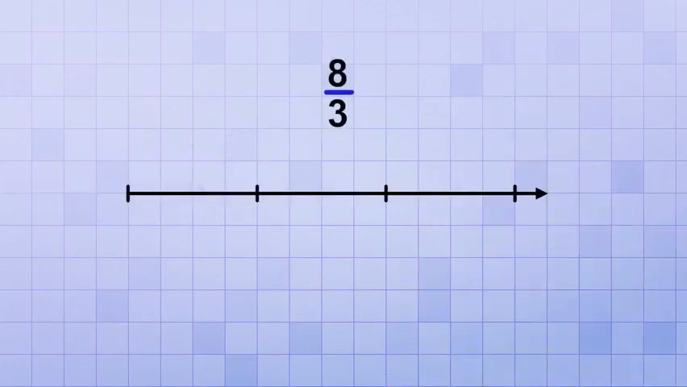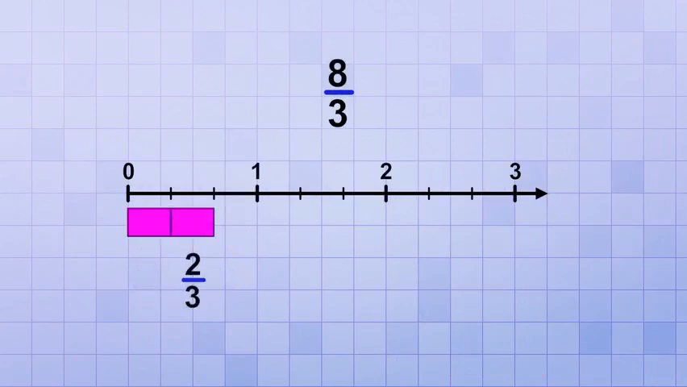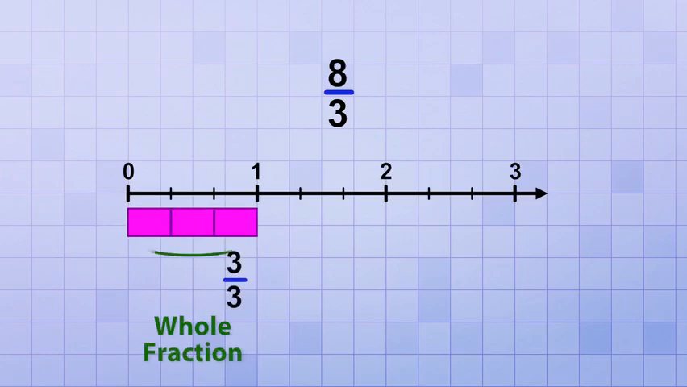We'll use the same number line that goes from 0 to 3, but this time, let's subdivide each whole number into 3 parts to make counting thirds easier. So this would be 1/3, this is 2/3, and this is 3/3. Oh, there's a whole fraction already. Let's make note of that while we continue adding thirds.